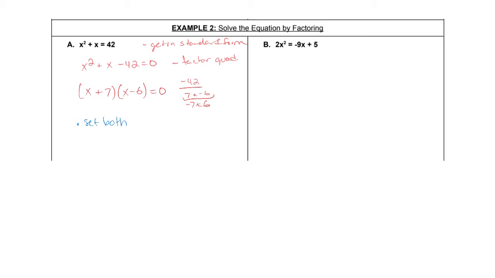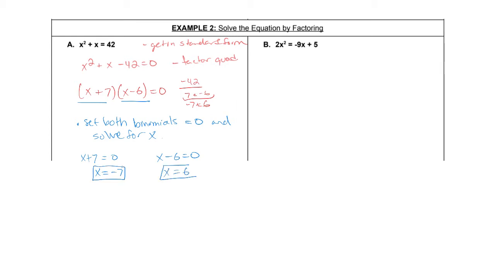Now, these are both binomials. We're going to set them both equal to 0 and solve for x, because we're looking for which x makes this equal to 0. That's how we solve this. Okay, so x plus 7 equals 0, and x minus 6 equals 0. So you're going to see we get two answers. We get x equals negative 7 because we subtract the 7 over, and x equals positive 6.